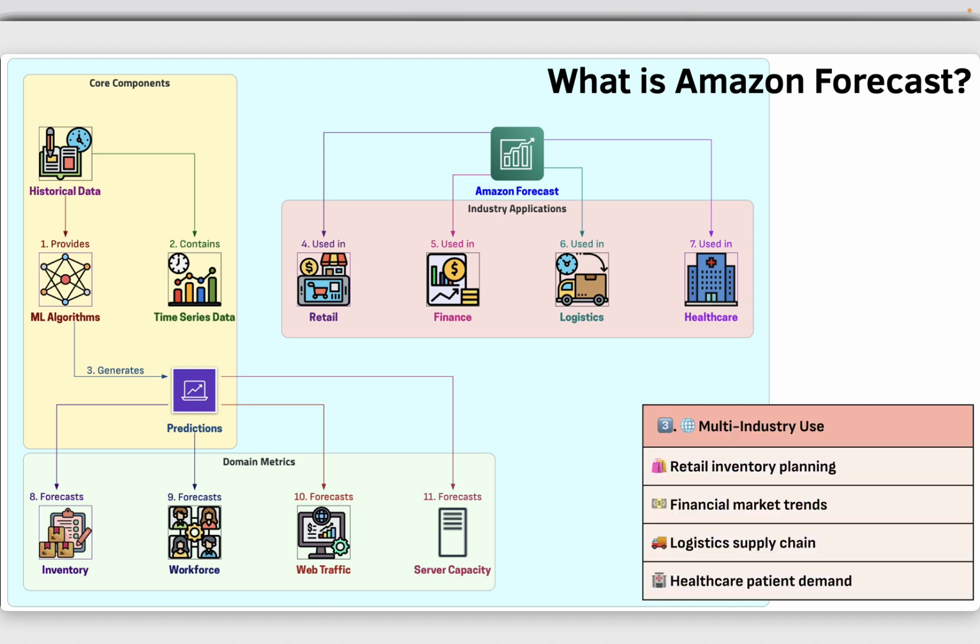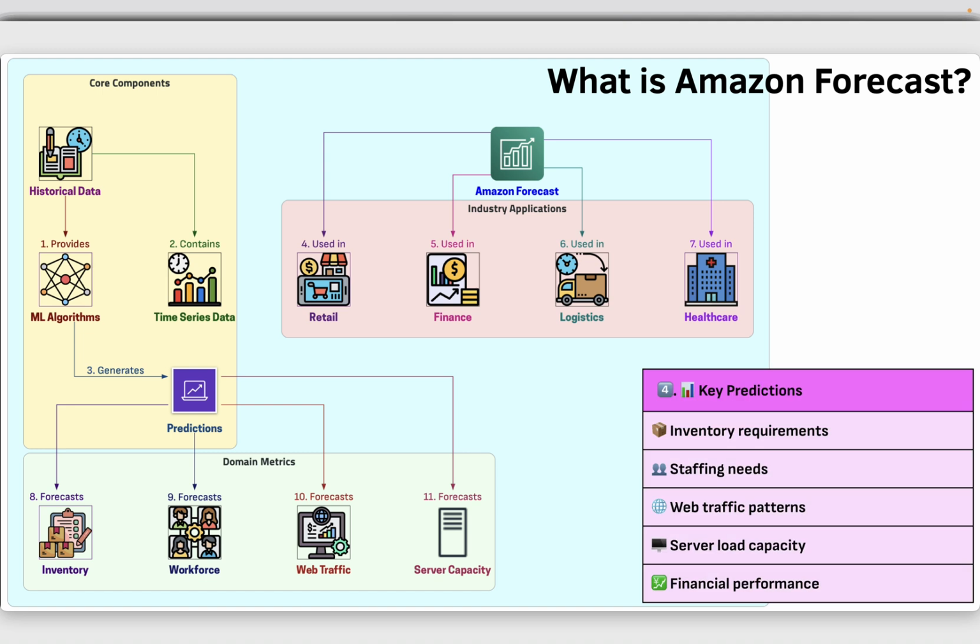It is applicable to diverse sectors including retail, like inventory planning, finance, like market trends, logistics, like supply chain, and healthcare, for example, patient demand. It specializes in forecasting domain-specific metrics like inventory requirements, staffing needs, website traffic patterns, server load capacity, and financial performance indicators.